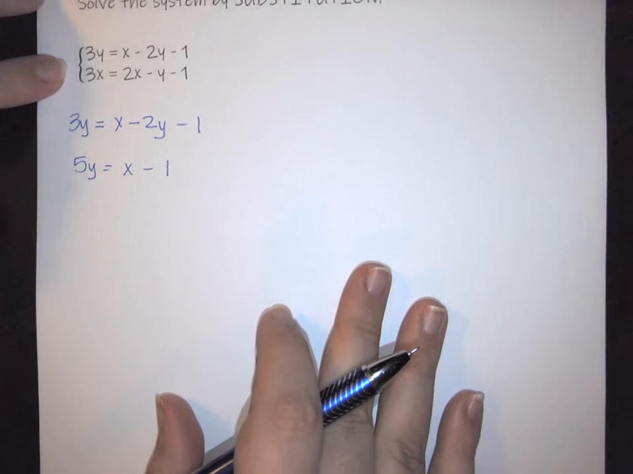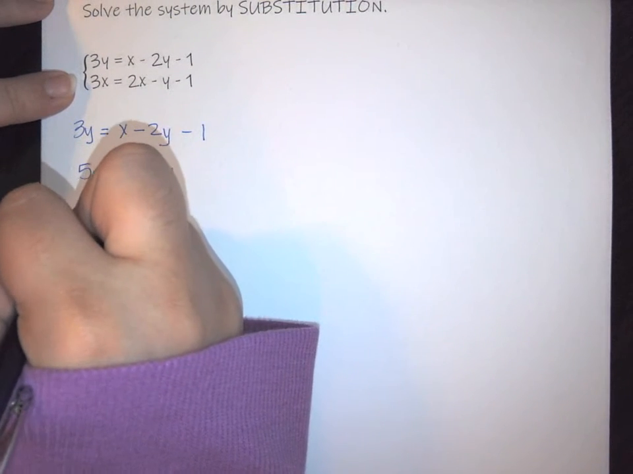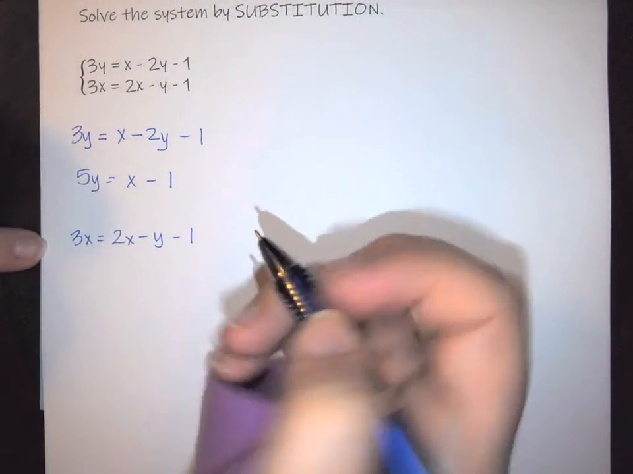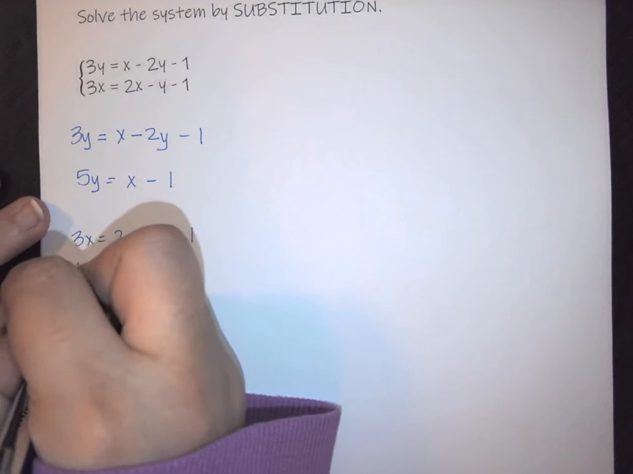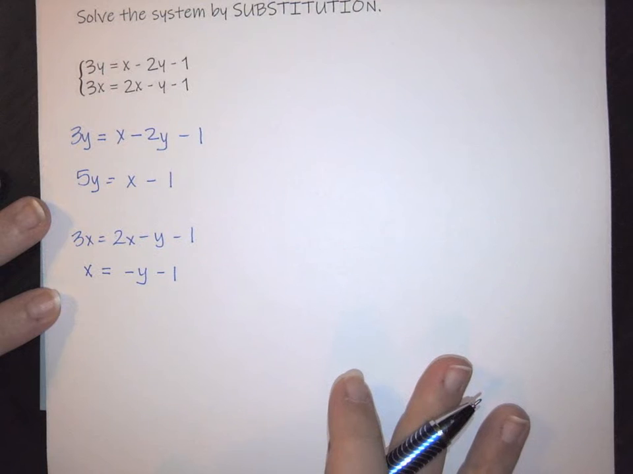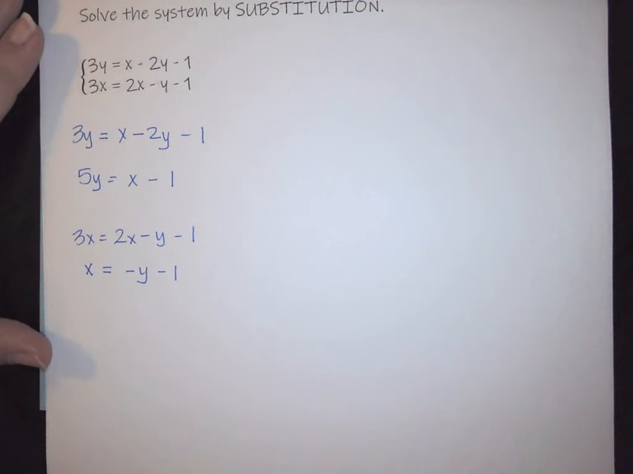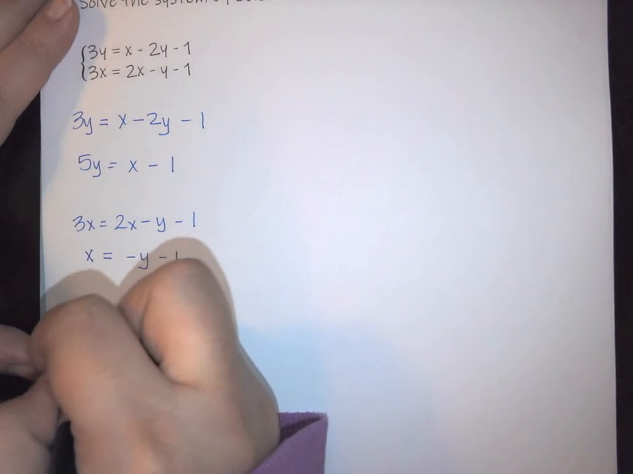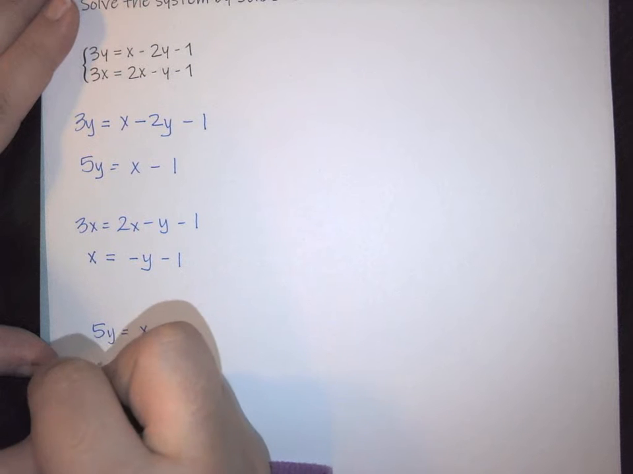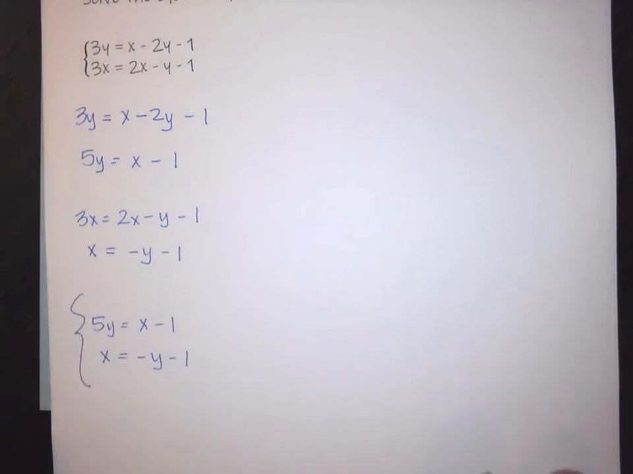Now I'm going to do the same thing to my bottom equation. Here I have 3x equals 2x minus y minus 1. Combine my terms, so here I have 3 minus 2 gives you that x is equal to negative y minus 1. So I'm going to re-look at what my system actually is. The system that I have to work with is 5y equals x minus 1 and x equals negative y minus 1. So here is my system.